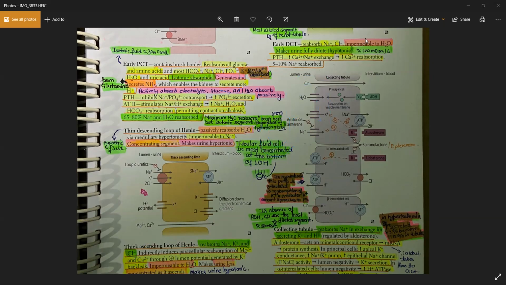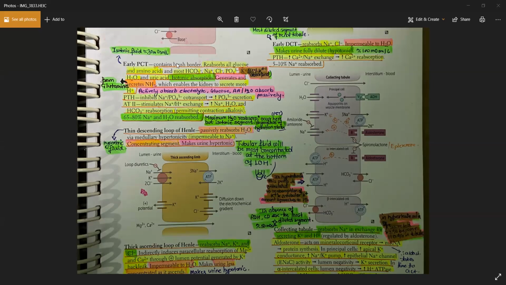It has no major transporters in the thin descending loop of Henle. Just note that it is highly permeable to water. So it passively reabsorbs water according to the concentration gradient. If you have more water in the body, you will have less absorption. If you're in a dehydrated state, you will have more absorption of water.